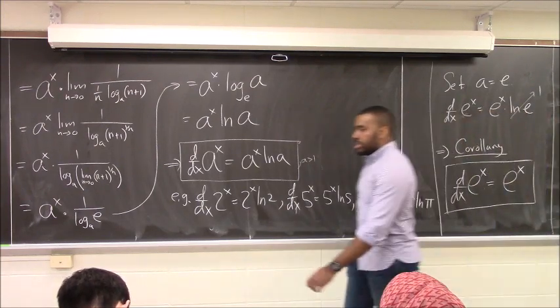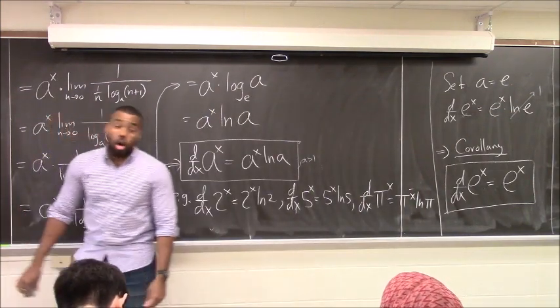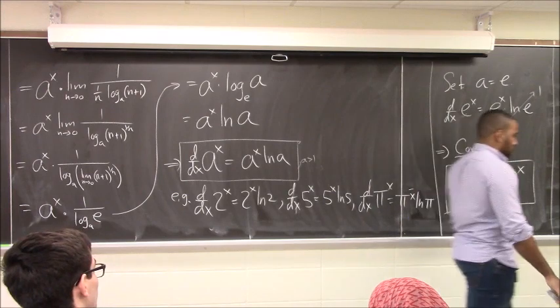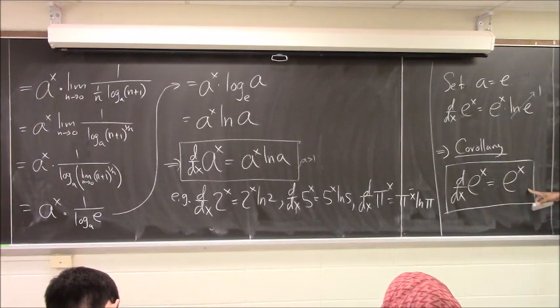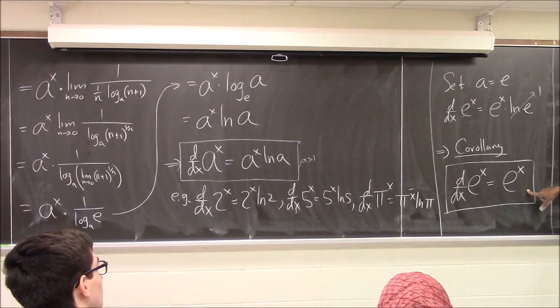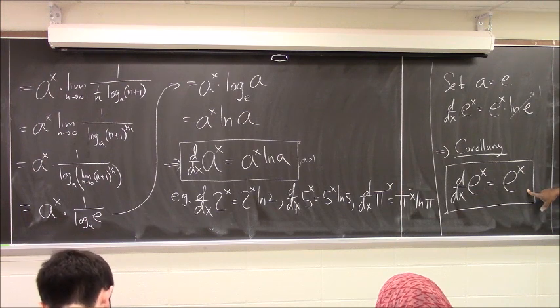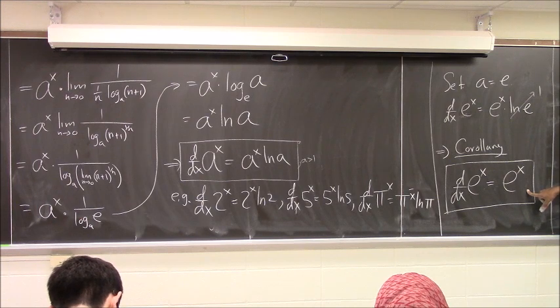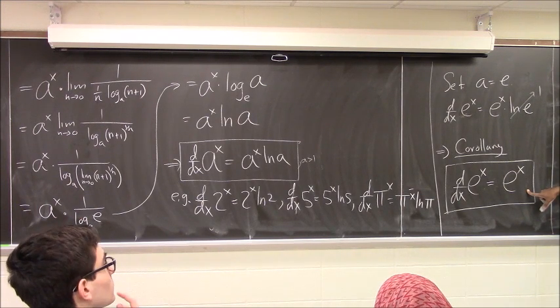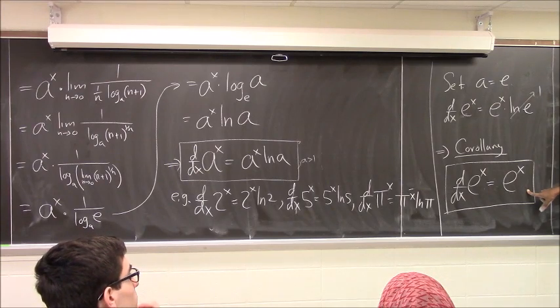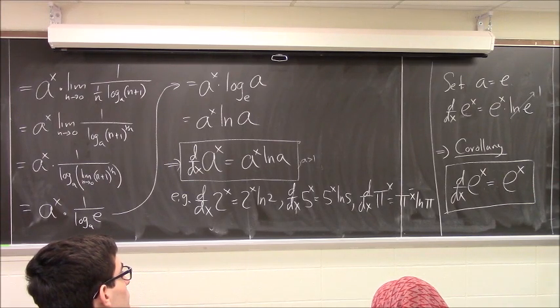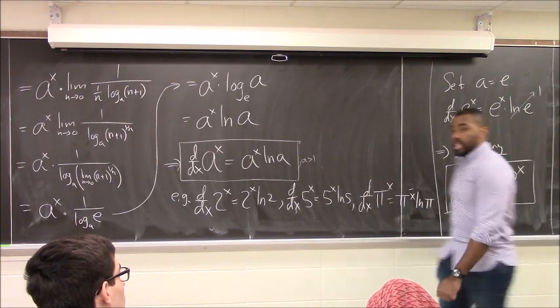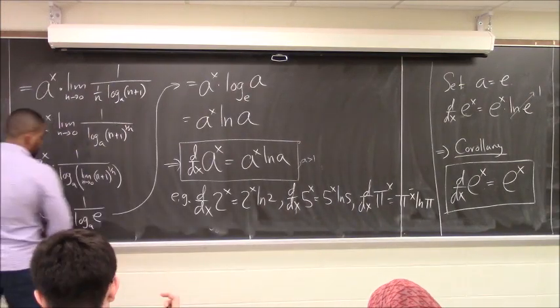That already sets e to the x apart from almost any other function that we can talk about. In fact, there is literally only one other function in all of existence for which such a statement is true, where its derivative is itself, and that is the zero function, right? Which for most of the time is very uninteresting. No one's going to be studying the zero function very much. But we know the derivative of zero is zero because zero is a constant. As for a non-constant function, e to the x, or a constant times e to the x, is the only other kind of function whose derivative will be itself. So that already sets e to the x apart from any other function we would know besides the zero function itself.